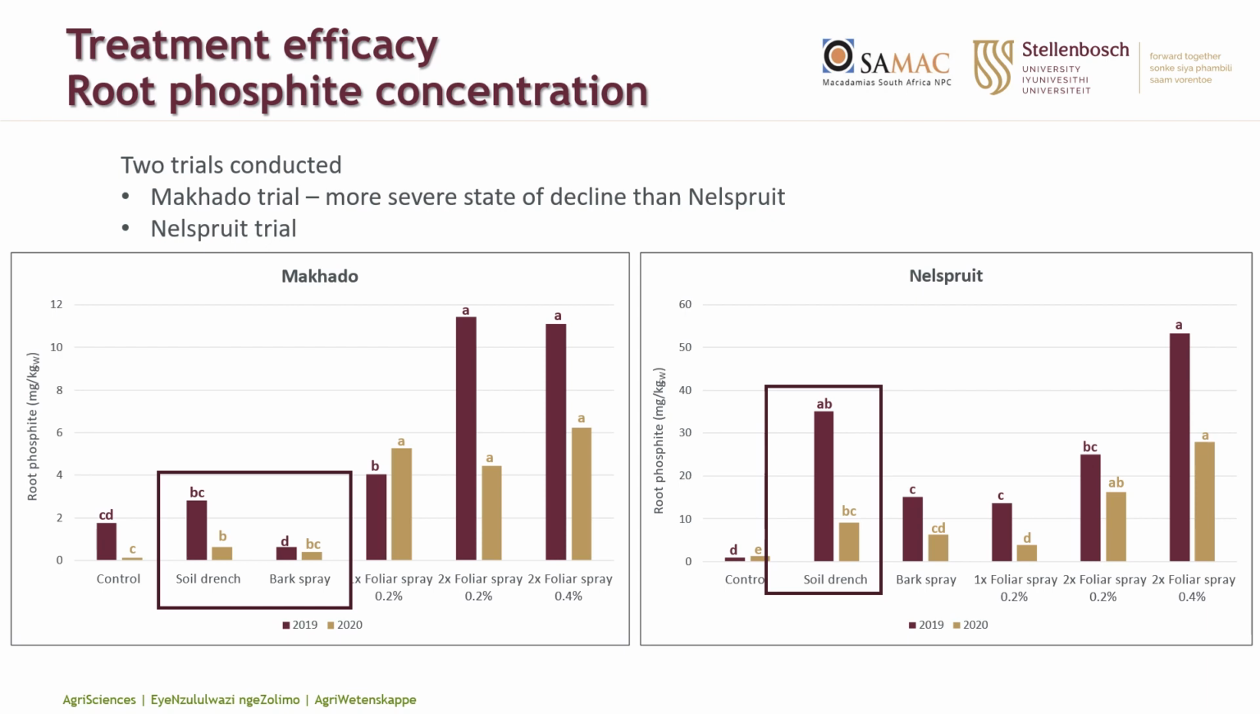But furthermore, the root phosphite quantification showed that in general, as we increase the dosage of the foliar sprays, the root phosphite increased in the Nelspruit trial. And again, in the Macadamia trial, it was not that clear that increasing foliar spray dosages increased the root phosphite, most likely also due to the canopy being much sparser and not effectively taking up the phosphite.